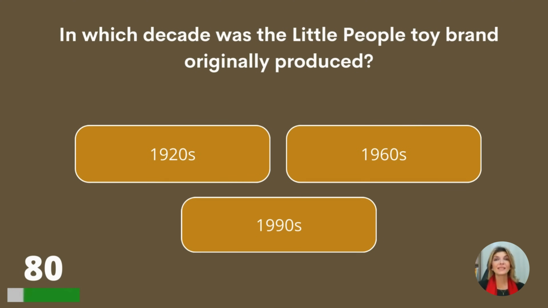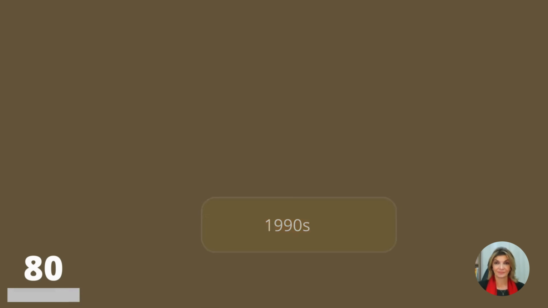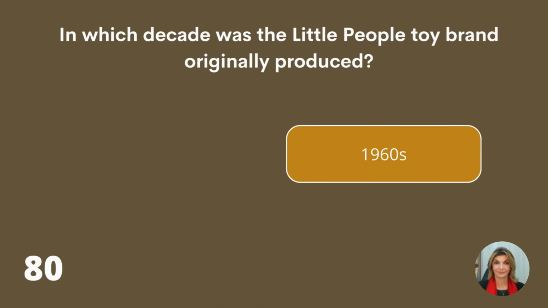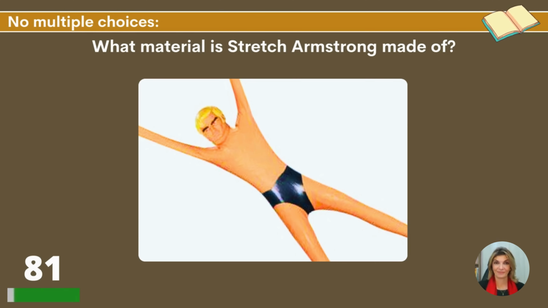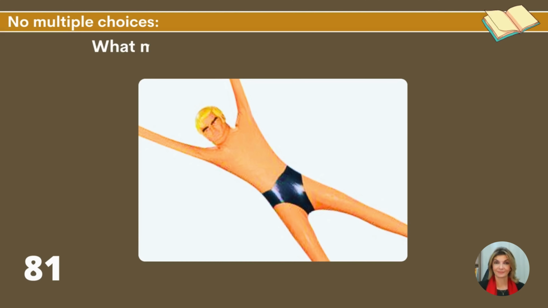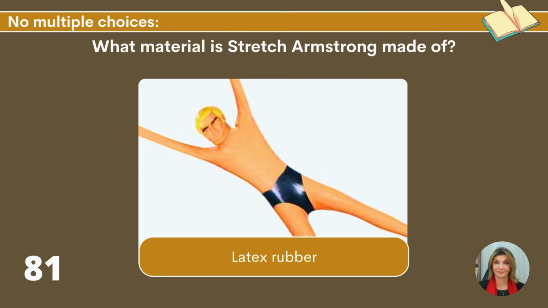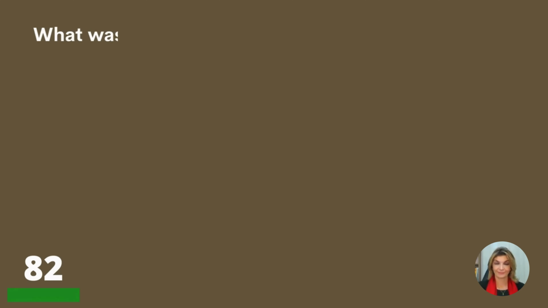In which decade was the Little People toy brand originally produced? The 1920s, the 1960s, or the 1990s? The 1960s. No multiple choice here. What material is Stretch Armstrong made of? Latex rubber.